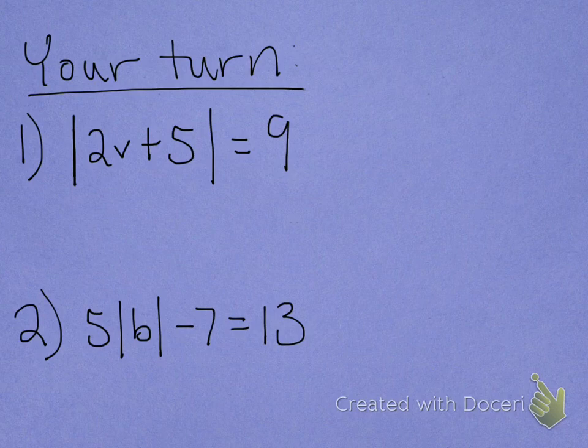For problem number 1, you should have a solution where v is equal to 2 or a positive 7. So that's your solution for number 1. For problem number 2, be sure that you isolate the absolute value function first and then consider both the positives and the negatives. Therefore, you would end up with a result of b equal to either a positive or a negative 4 in this case.